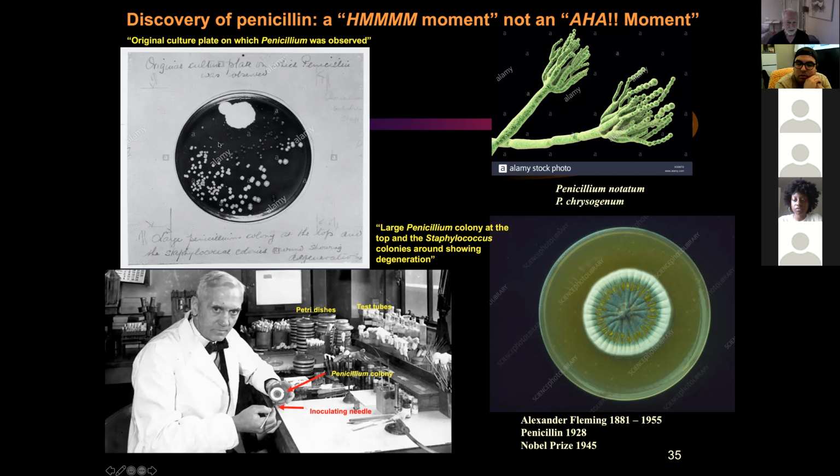And the substance turned out to be penicillin, which is still today one of the main antibiotics, that and derivatives of it, that we use. So this is a photograph. He saved the original plate where he observed the effect of penicillin, took a picture of it. So the picture is here, and he wrote on it, at the bottom, he says, a large penicillium colony at the top, and the staphylococcus colonies showing degeneration. And at the top, he has written the original culture plate on which penicillium was observed.